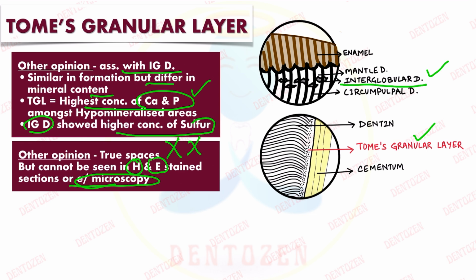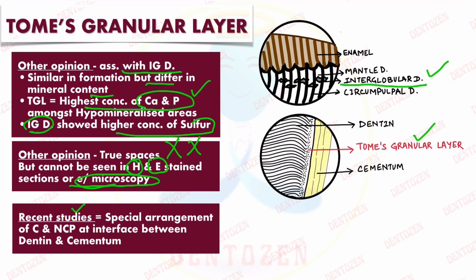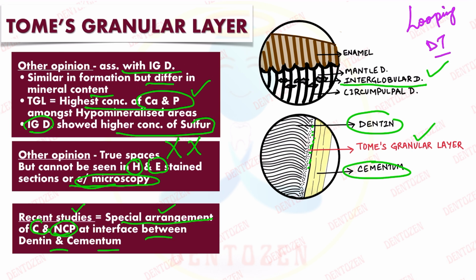Now recent studies have indicated that this layer could be due to special arrangement of collagen and non-collagen proteins between dentin and cementum. Between dentin and cementum there is a special arrangement of collagen and non-collagen proteins, because of which we see this granular layer. But the most important that you have to remember, it is due to the looping of the terminal portions of dentinal tubules. So there can be so many concepts about Tom's granular layer.